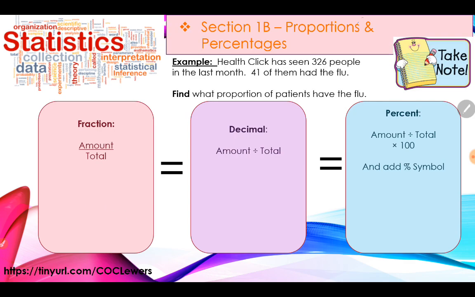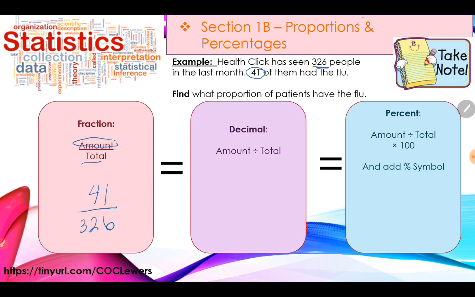So the health clinic has seen 326 people in the last month. 41 of them had the flu. So the amount is the 41, so I write 41 in the numerator. And then the total number of people, that's the 326, so I write 326 down here.